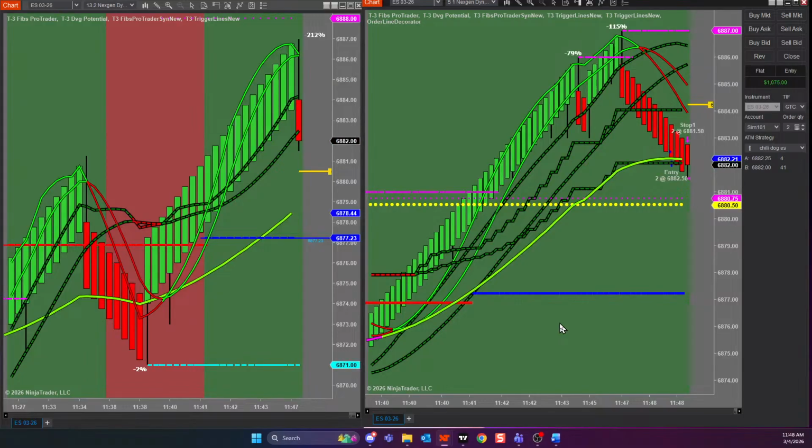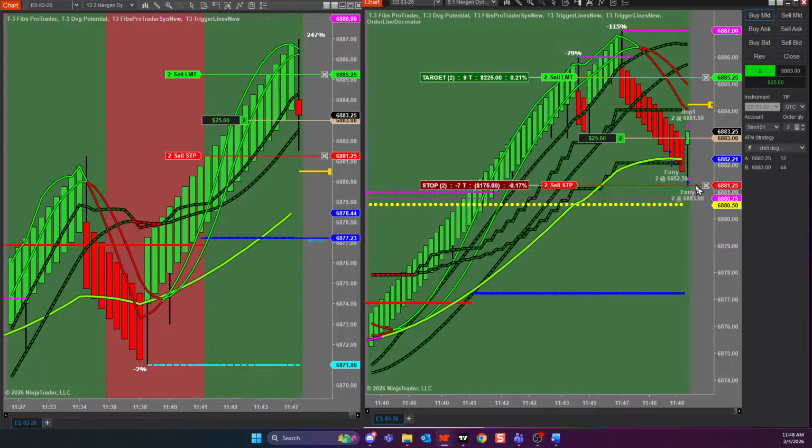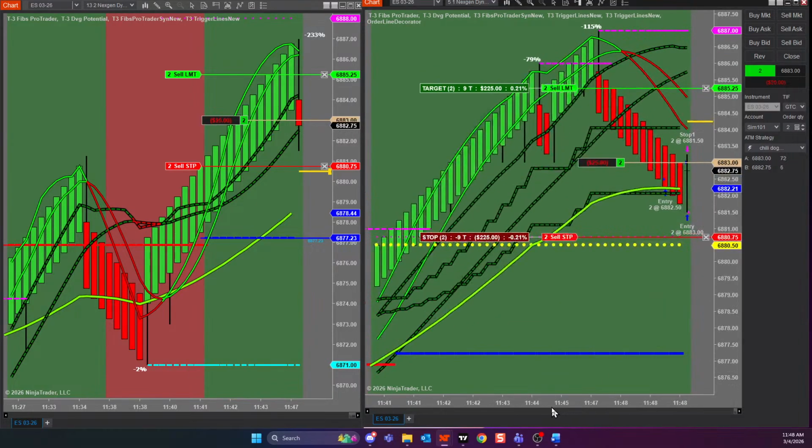It's probably a little too tight. We'll catch it on the way up. 1, 2, 3, 4, 5. Yeah, it was too tight for the KISS plan. Maybe we'll take 2 losers. Who knows?